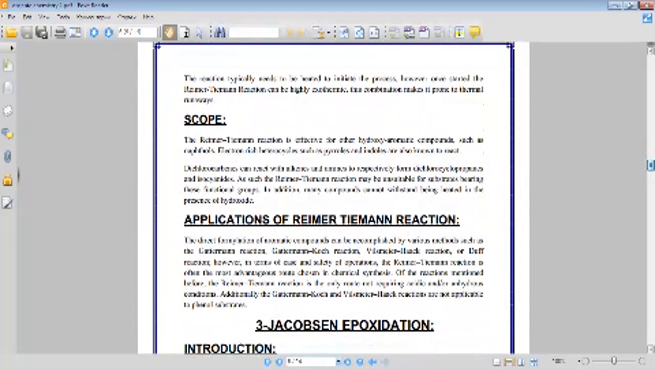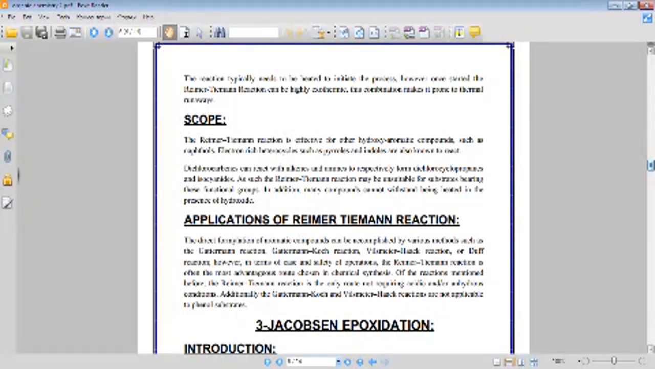So what is the scope of the Reimer-Tiemann reaction? The RT reaction is effective for other hydroxy aromatic compounds such as naphthols. Electron-rich heterocycles such as pyrroles and indoles are also known to react. Dichlorocarbenes can react with alkenes and amines to respectively form dichlorocyclopropanes and isocyanides. As such, the RT reaction may be unsuitable for substrates bearing these functional groups. In addition, many compounds cannot withstand being heated in the presence of hydroxide.